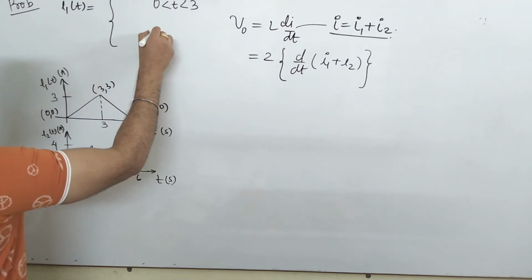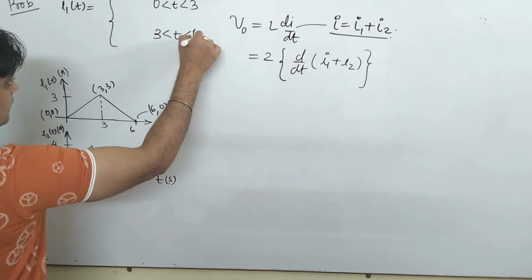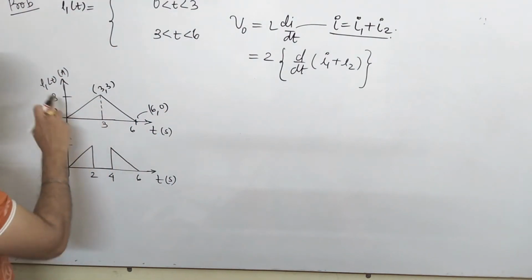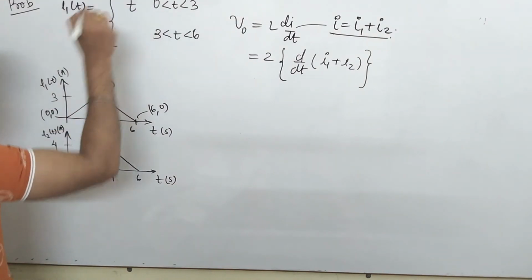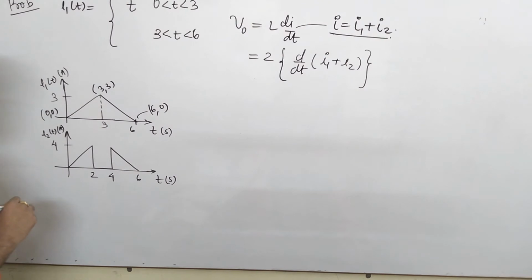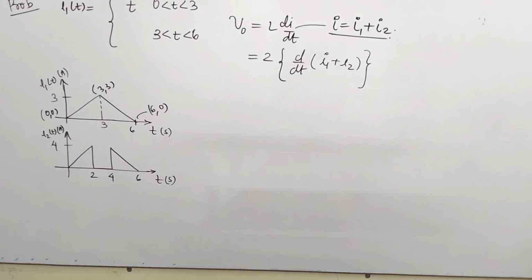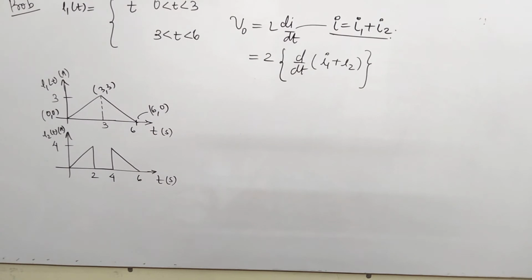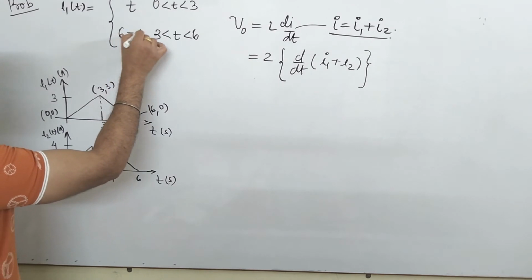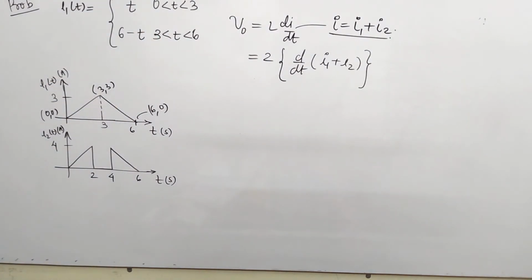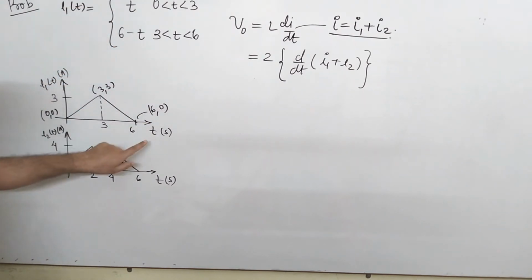We find the equation in this interval and another in this interval. Very important thing, the value of I(t) is in ampere and the time is in second. So if you find it, that comes to be t between 0 to 3, and between 3 to 6, so the value of I1(t) comes to be t between 0 to 3, and 6 minus t between 3 and 6.